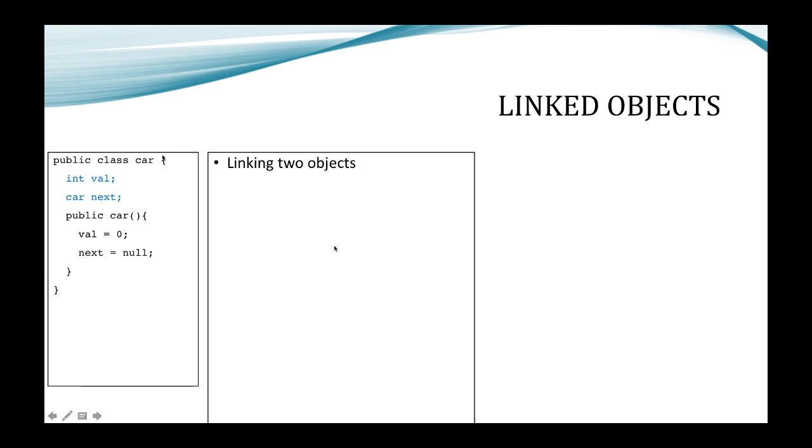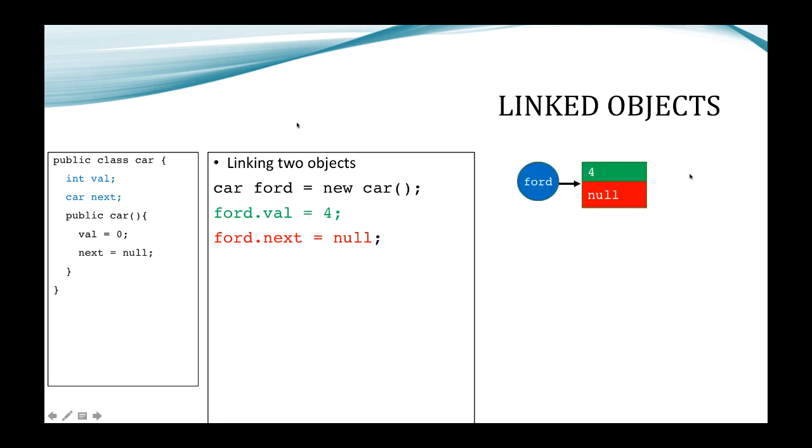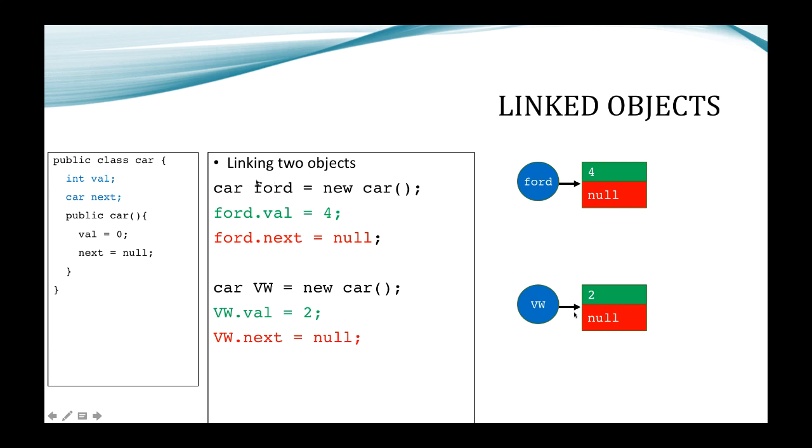Okay, let's create two objects and see how you link them. Now, for the sake of simplicity, I've removed the overhead and the headers and all the things. So here, simply, Ford is pointing to an object, a memory location, with 4 as value and null as next. So create another car VW, Volkswagen equals new car, and we're going to copy 2 and null in there. There you go. Now let's see how we can link them together. Very simple. We're going to say Ford.next equals VW.